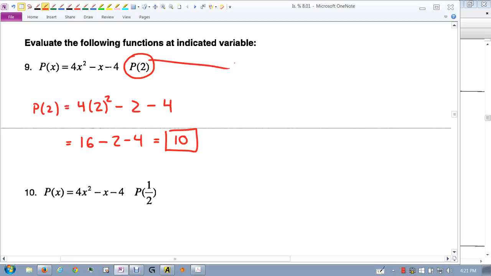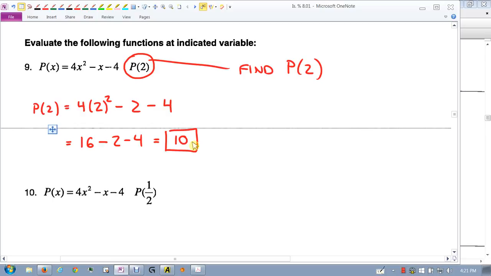Yeah, this should have been written, find P of 2. It's just bad writing here. It says evaluate the following functions at the indicated variable. They should have separated these somehow to let you know that that's what they want you to plug in. Yeah. We're finding P of 2. That's what I put here. Yes. So P of 2 equals this, which equals this, which equals 10.